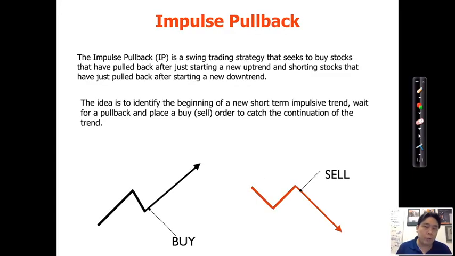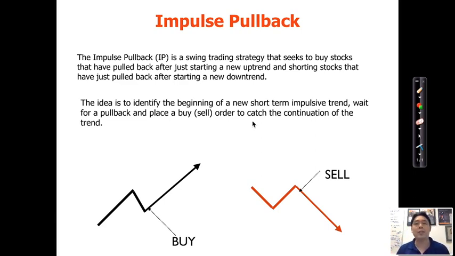Alright, hi guys. So welcome to this lesson on the impulse pullback swing trading system. This strategy seeks to buy stocks that have pulled back just after starting a new uptrend, and go short on stocks that have just pulled back after starting a new downtrend. So the idea is to identify the beginning of a new short-term impulsive trend, wait for a pullback, and then place an entry order to catch the continuation of the trend.